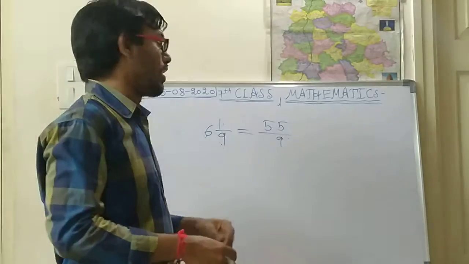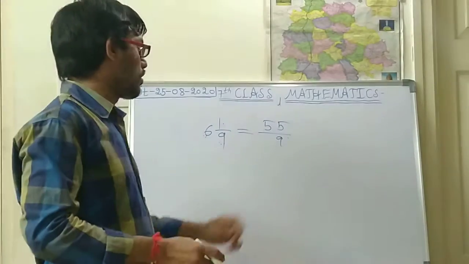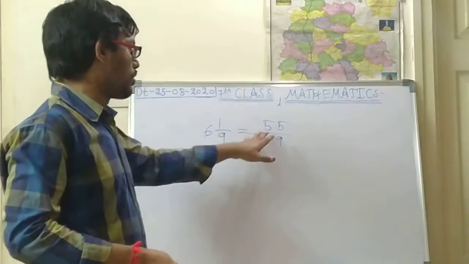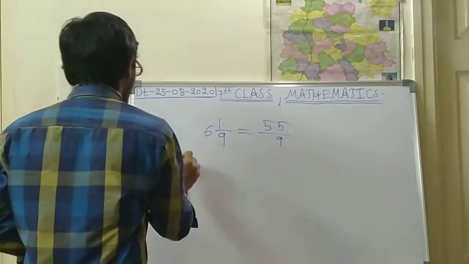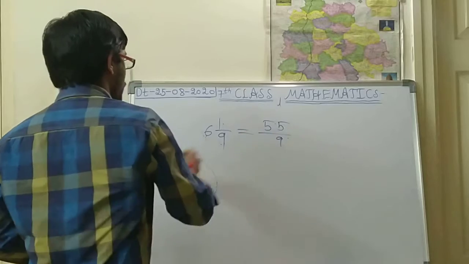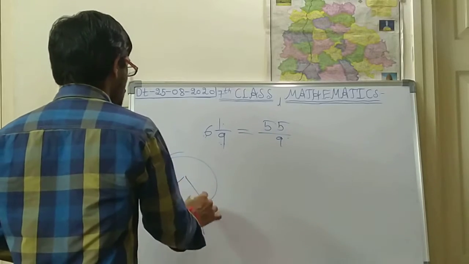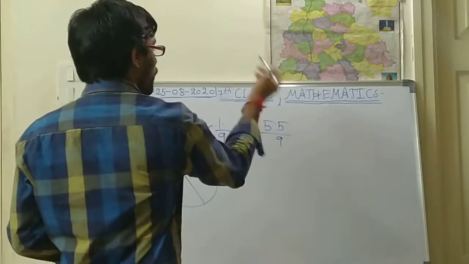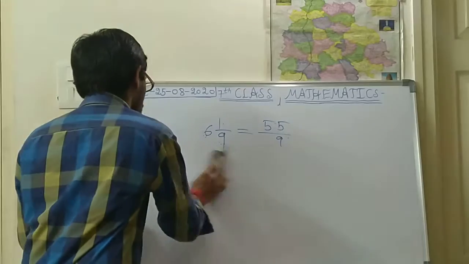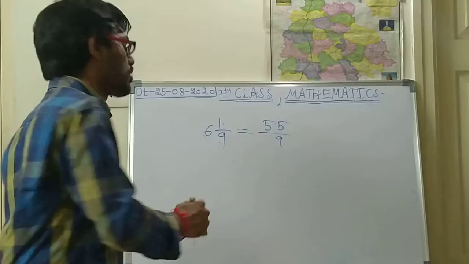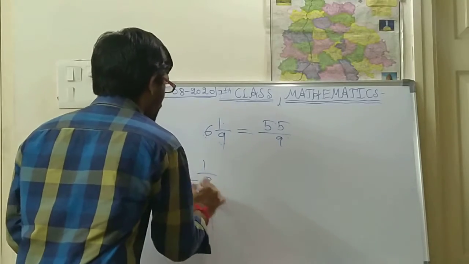This is a 2 digit number and the number is above 50. So you can't do this as a pictorial representation. That means in every circle there should be 9 parts, and up to 55 you should shade. Okay, that means it is a waste of paper. So for the small numbers only, like 2 1 by 3 is given.